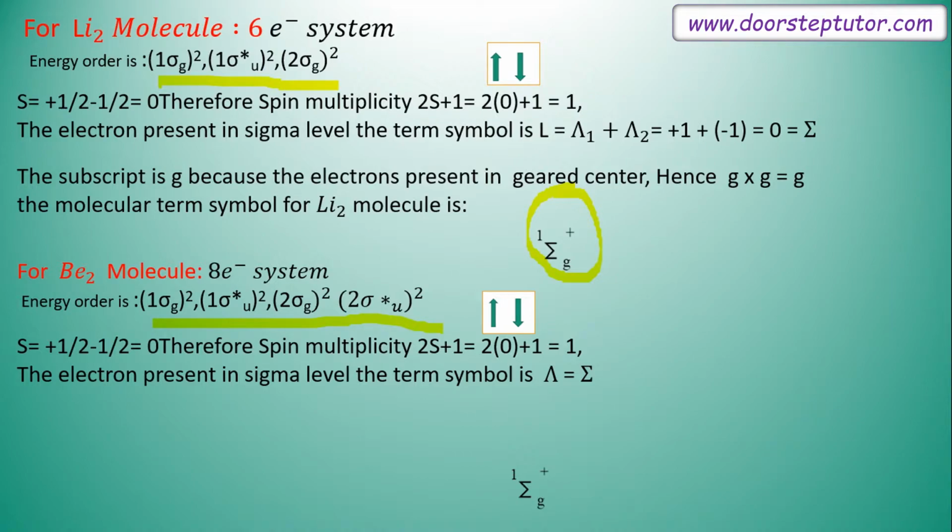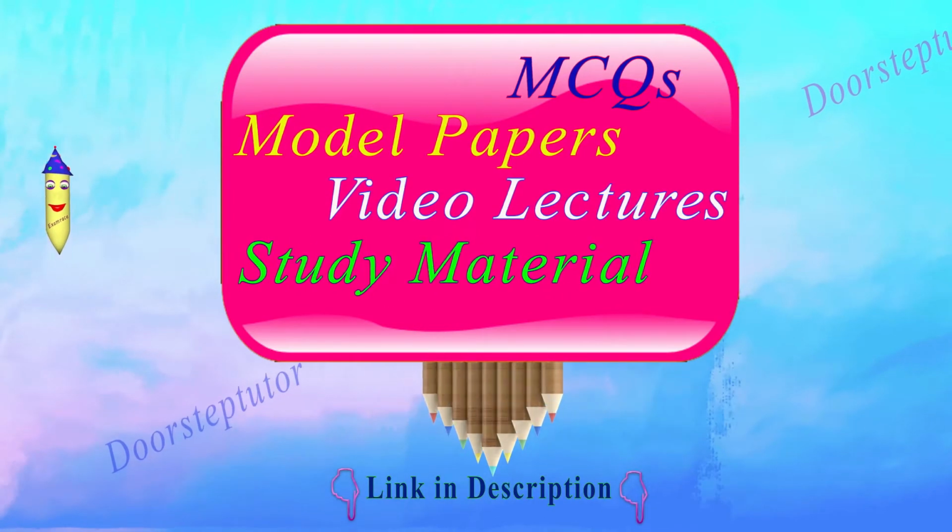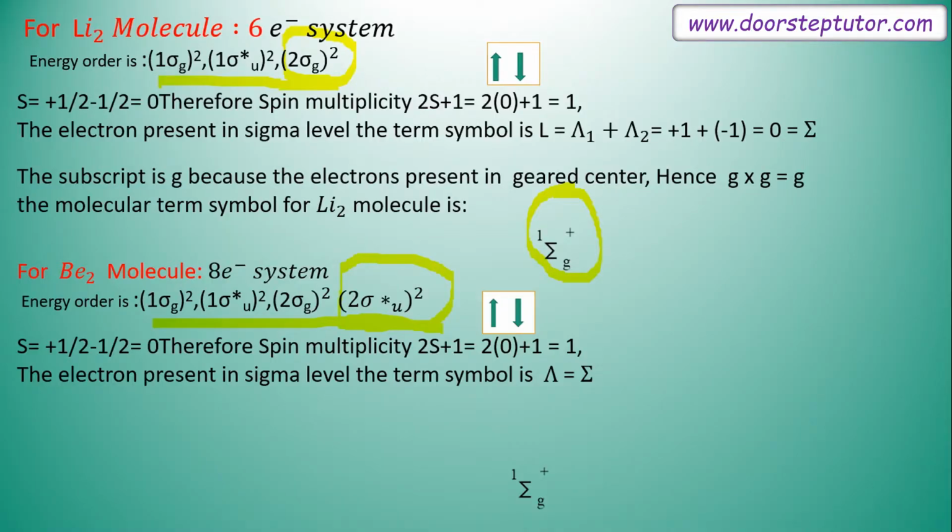So please remember, student, when we determine the molecular term symbol of any molecule, please focus: you can consider the last electrons only. Don't consider the 1s level or the sigma star 1s level. Please consider only the outer electrons. That is very, very important for the determination of the molecular spectroscopic term symbol.